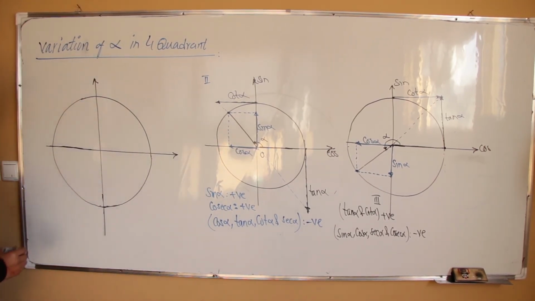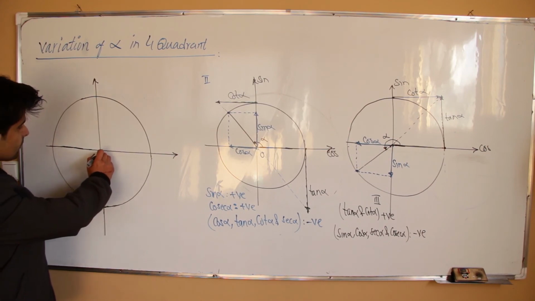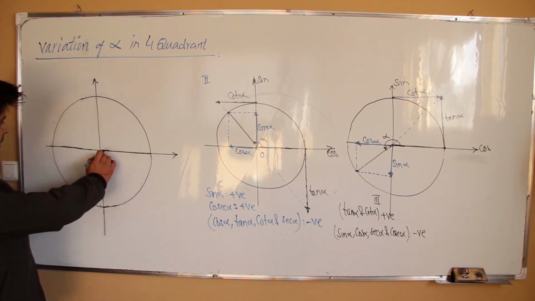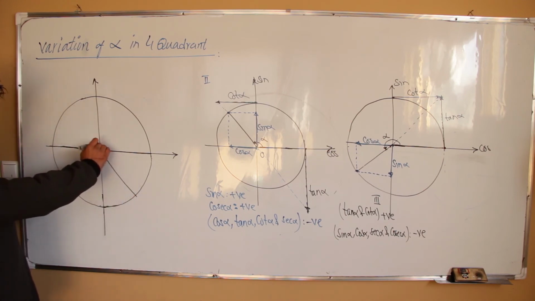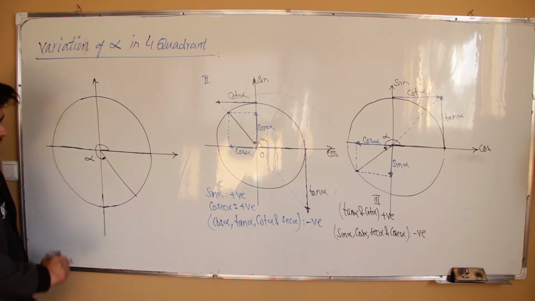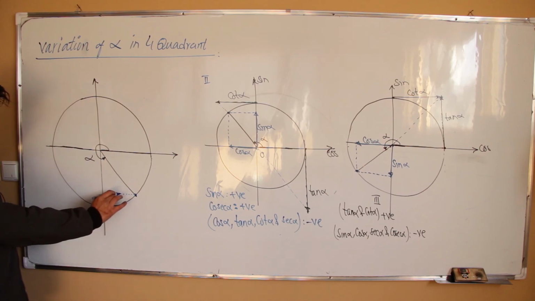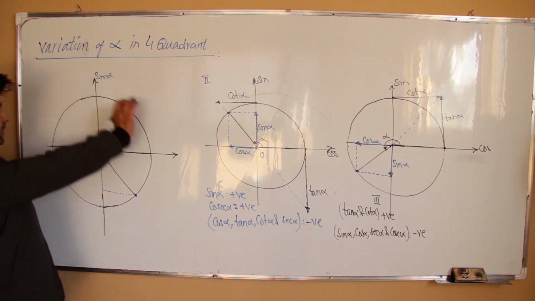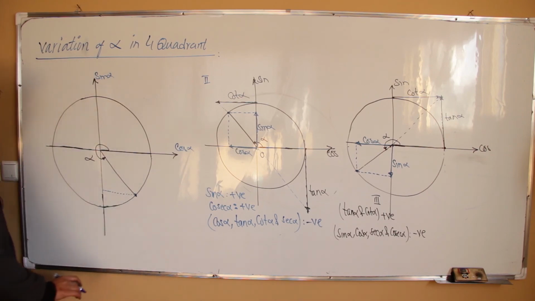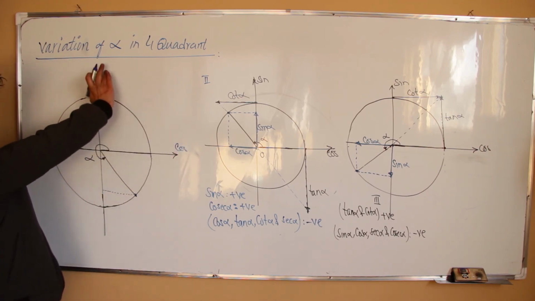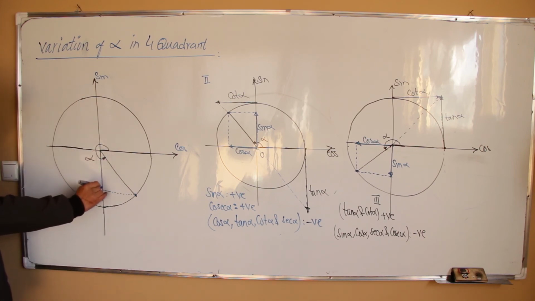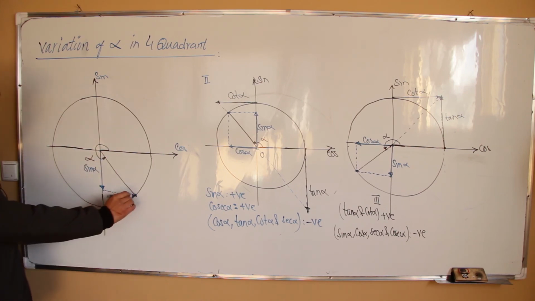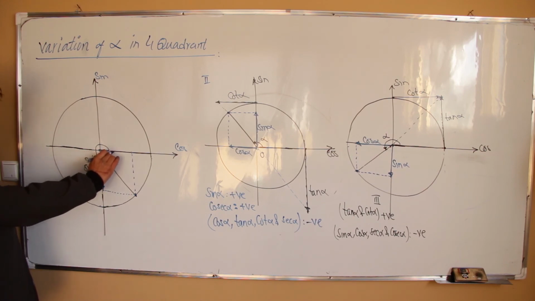Okay, come to the fourth quadrant. Suppose it's our alpha. This is our initial side, and this is the final side. Alpha rotates anticlockwise. Now, what is the value of sine? Make a perpendicular on the sine axis. This is our sine axis, and this is our cosine axis. This value indicates the sine of this angle. This value from O, origin, up to here indicates the cosine value.